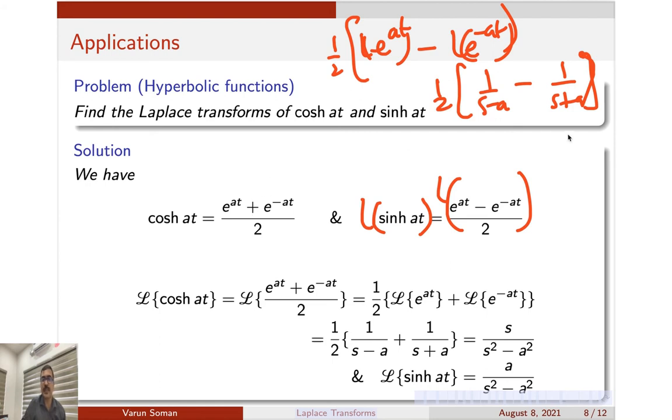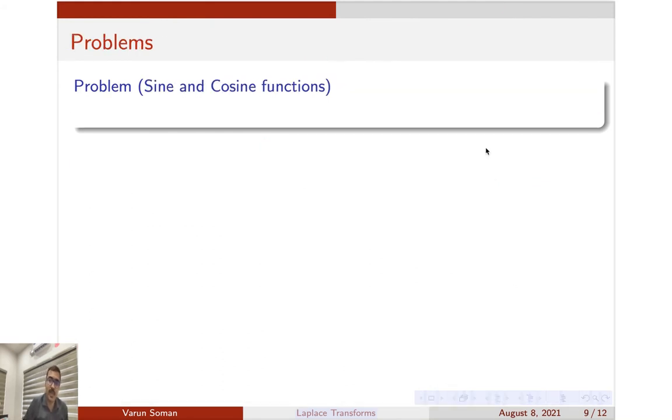So it is actually s plus a minus s minus a, that is 1 by 2 into 2a, over s square minus a square, which is simply a by s square minus a square. Okay, so I hope that is also clear. So now we have a table.